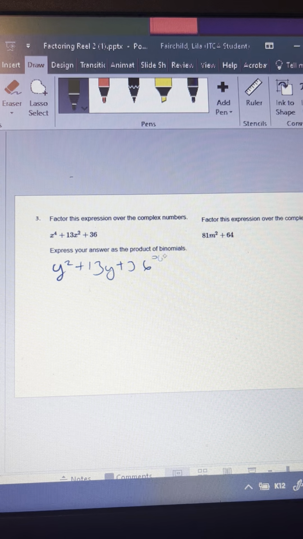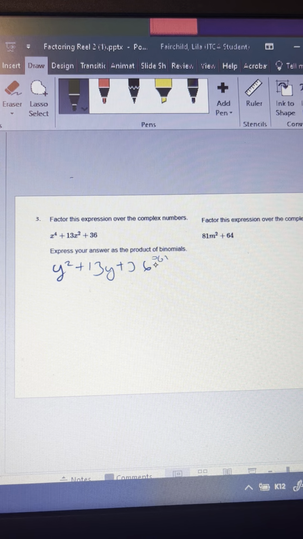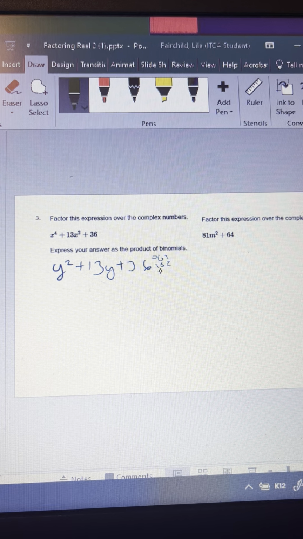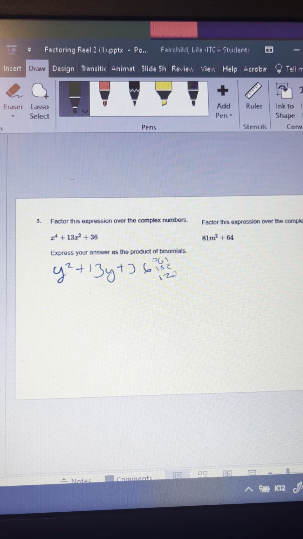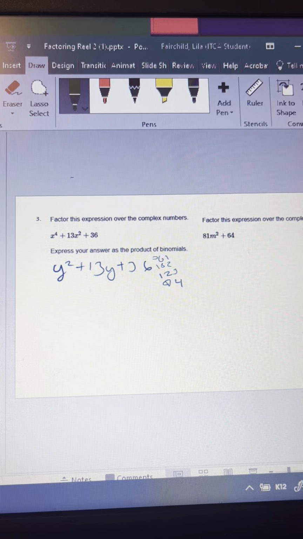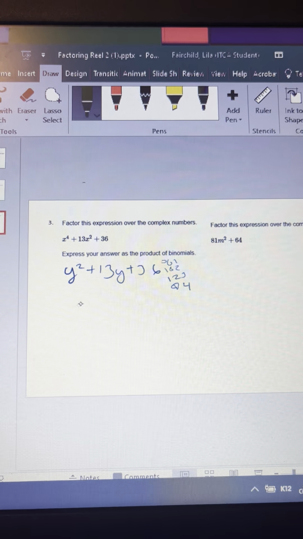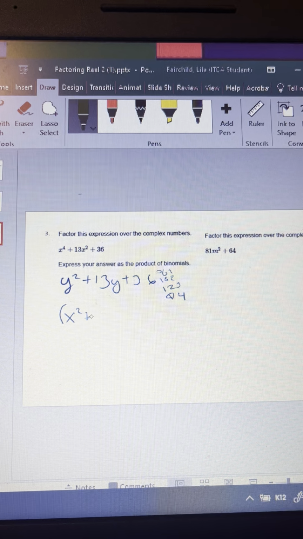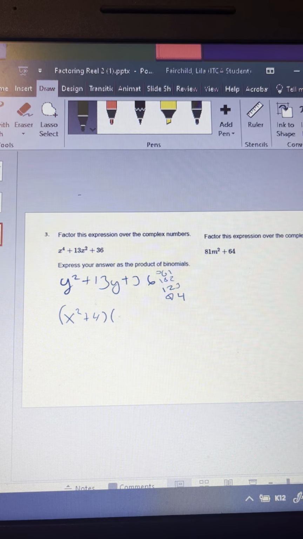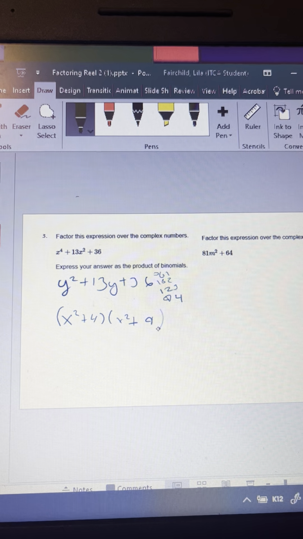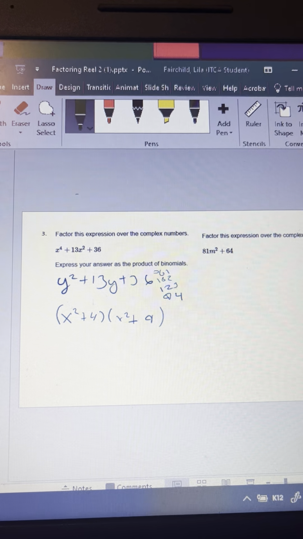so 36 and 1, that doesn't work. 18 and 2, that doesn't work. 12 and 3, that doesn't work. And then there's 9 and 4, and that works because you can get to 13 from that. So x squared plus 4, x squared plus 9, because 4 and 9 add up to 13.